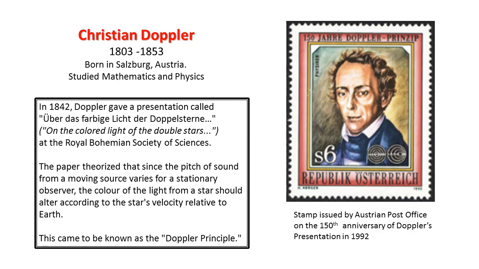And before we look further at the principle of the Doppler VOR, let's see who it's named after. Christian Doppler was an Austrian scientist born in Salzburg in 1803. He studied mathematics and physics. In 1842 he gave a presentation showing how the varying colour of moving stars could be explained by the relative motion between the stars and Earth.